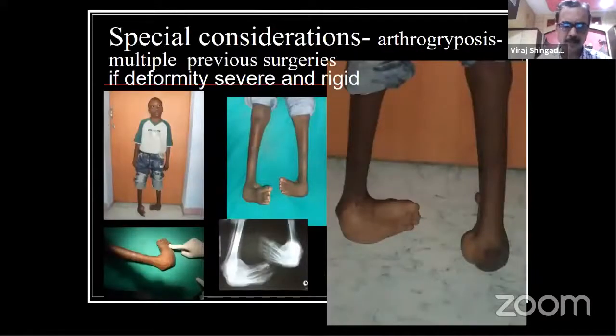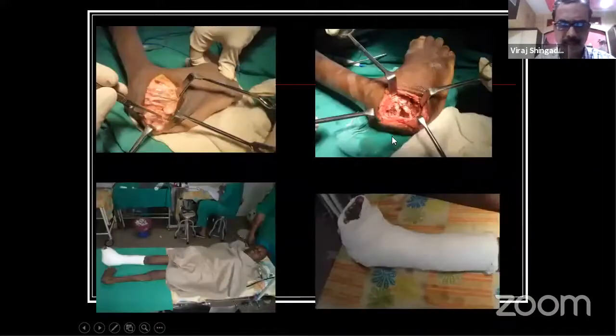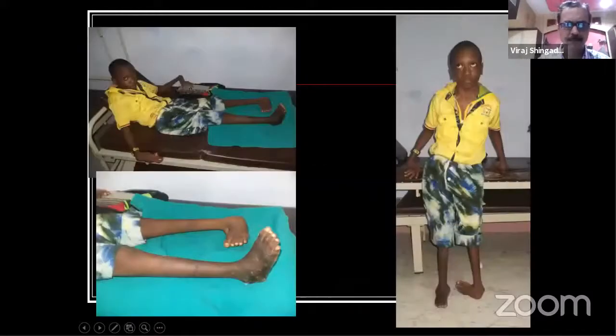This is another example of the same technique. This child has come from Nigeria. He has undergone almost 6 surgeries in the past, including the posterior release and all, and the very, very rigid and stiff foot. So these are the cases where we can extend our wedge to a little more area. Sometimes, very rarely if required, we can extend up to the metatarsal as well.